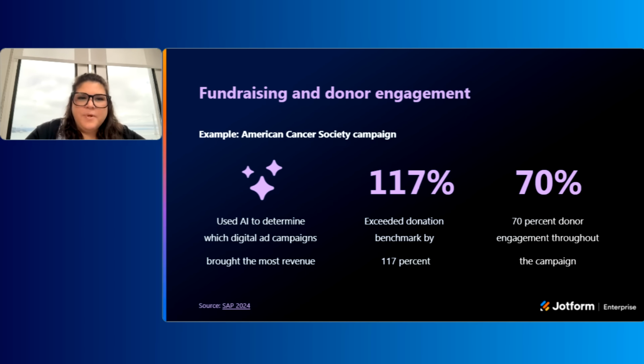A really nice example of this comes from the American Cancer Society. They used Amplify to look at their past campaigns and analyze which of these ad campaigns made the most revenue. And with that information, they were able to improve their ad targeting for the next campaign. The ACS ultimately exceeded its donation benchmark for that campaign by 117% and achieved a 70% donor engagement rate for the campaign. So those are really big, impressive numbers for using AI. And again, being able to be a little bit more targeted and specific with the campaigns based on what they were able to find out using AI.